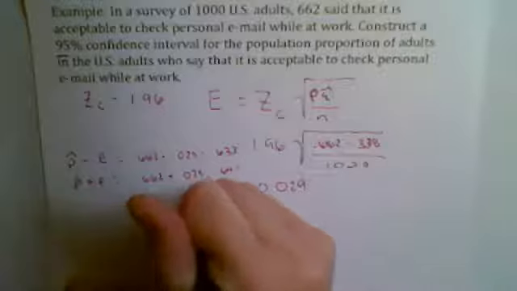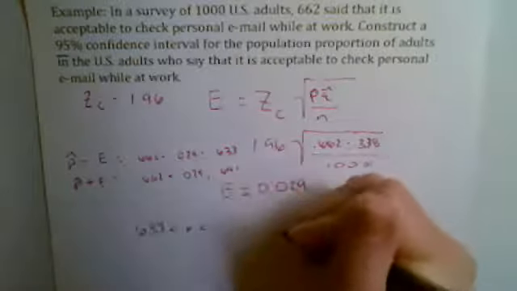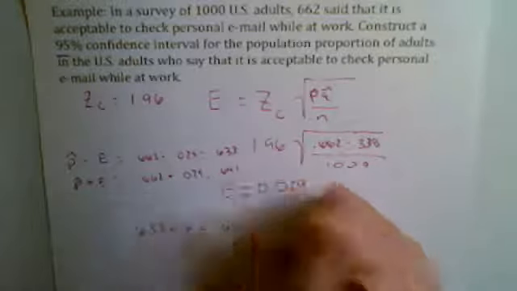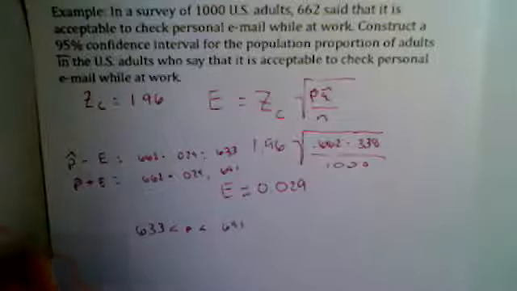0.633 and 0.691. Okay, so our summarizing sentence for this is going to be, you know how I like to write these.